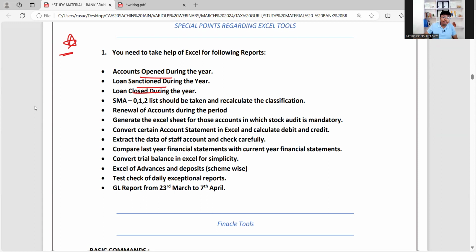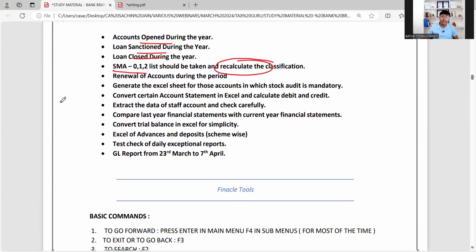We need to demand the list of SMA 0, 1, 2 and calculate the classification. जो उन्होंने classification किया SMA 0, 1, 2 का, we need to recalculate that classification, and if as per our calculation there is any change in that particular thing, in that case we need to report the same in our long form audit report. Renewal of the accounts during the year, so that we can identify the accounts which are renewed by the bank, check the latest financial statement, compare the financial position, and check the activity of the transactions through that financial statement.